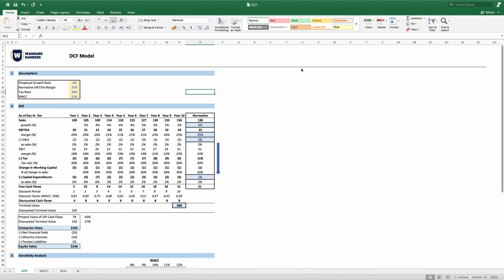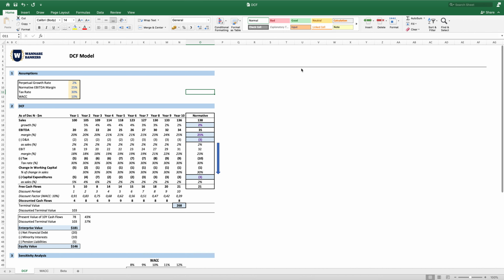Today we're going to see together how a DCF model works. So the purpose of a DCF valuation methodology is to obtain the value of a company today based on the cash flows that such company is expected to generate in the future using a proper discount rate.